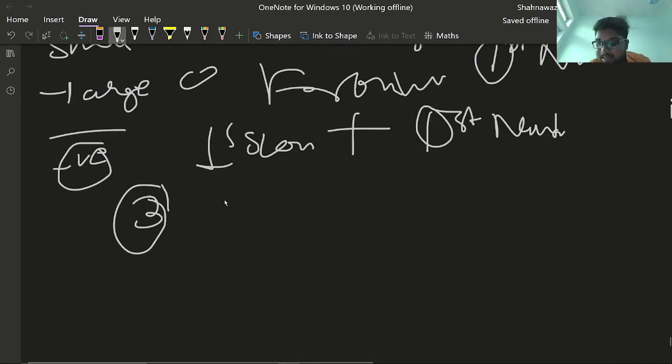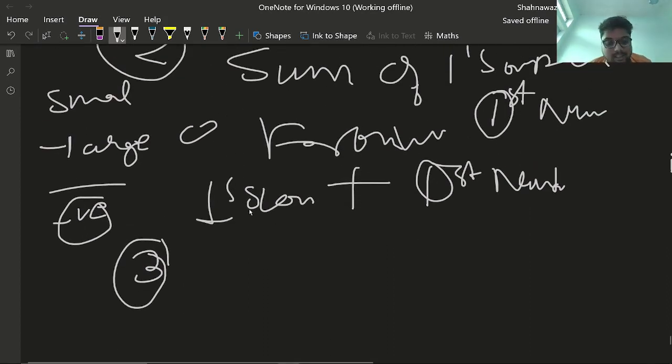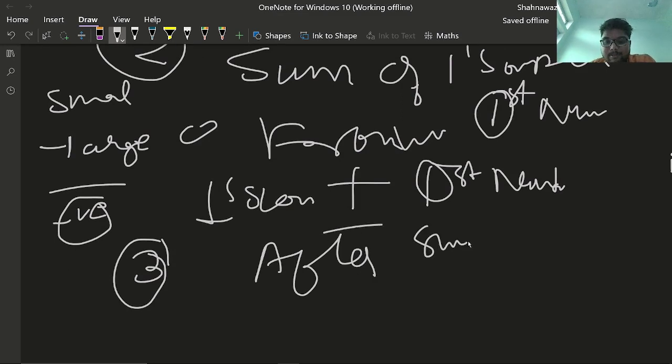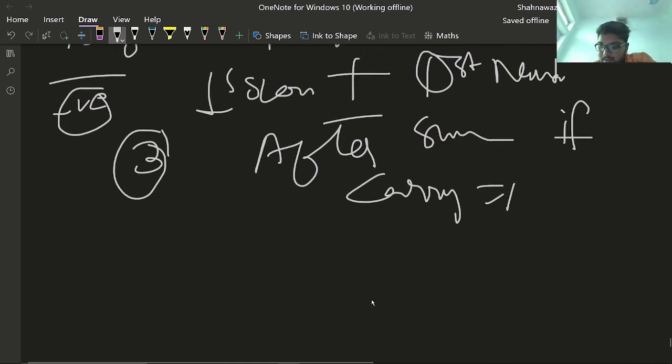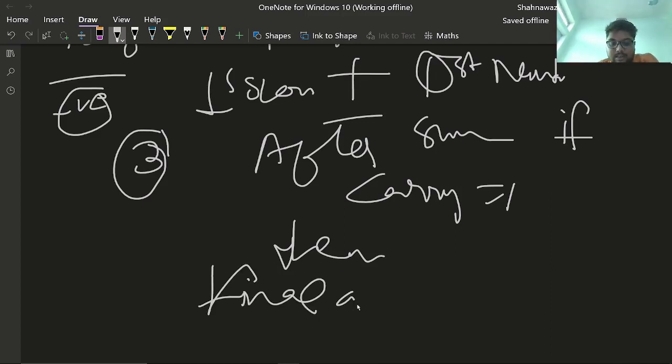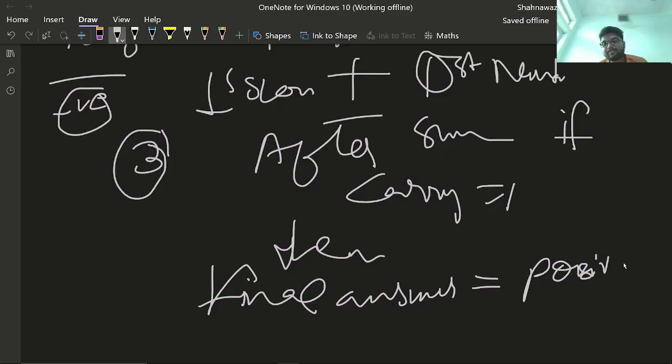Okay. And in that case, sorry, let me first explain the third step. What I have explained to you right now is that after finding the sum, if carry equals 1, then what will be the final answer? It will be a positive number. First of all, what we have to remember is that it has to be a positive number.